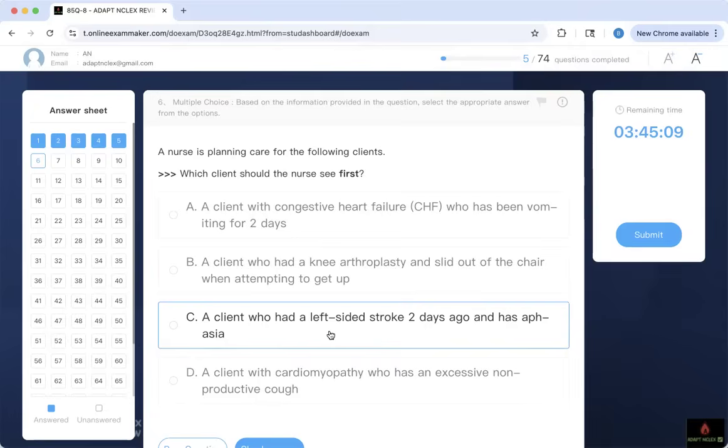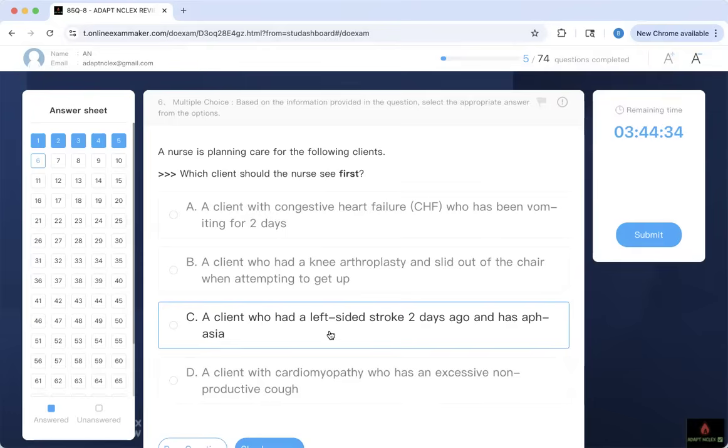A nurse is planning care for the following clients. Which client should the nurse see first? 1, CHF who has been vomiting for 2 days. A client with knee arthroplasty who slid out of the chair when attempting to get up. So I did not say fell, so don't use the word fall down, it's slide. A client who had a left-sided stroke 2 days ago and has aphasia, a problem speaking. A client with cardiomyopathy who has an excessive non-productive cough.